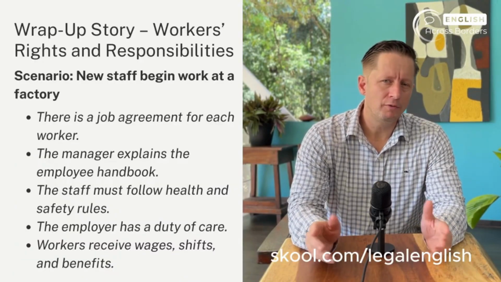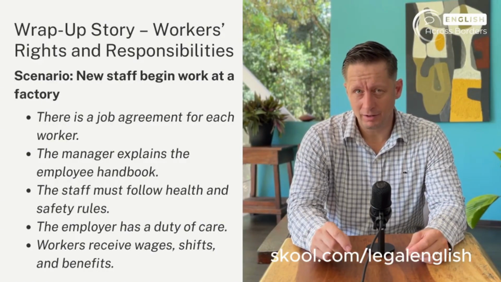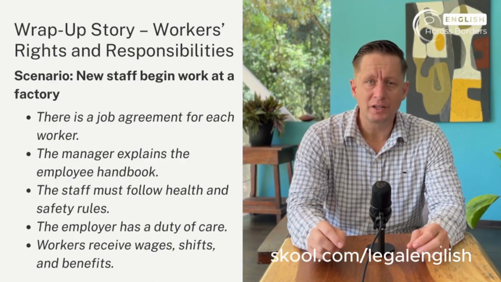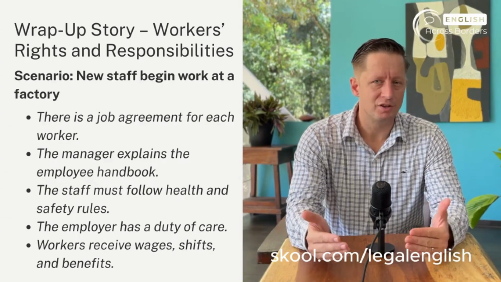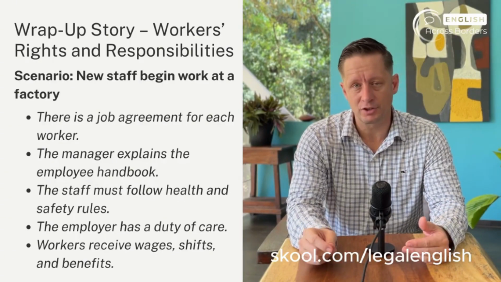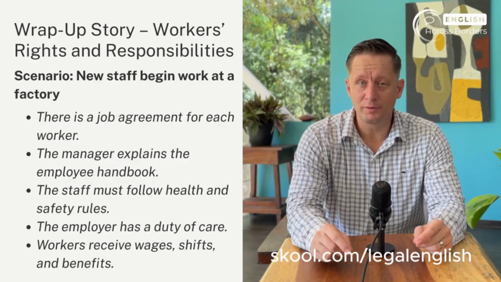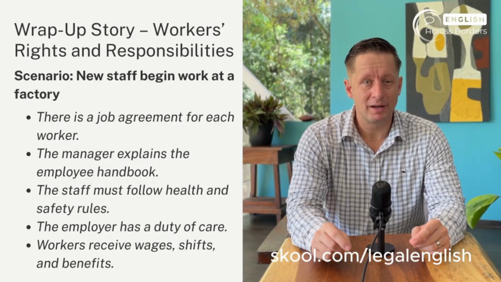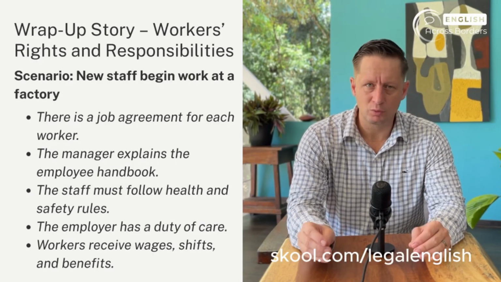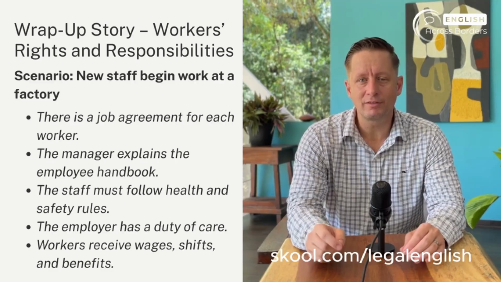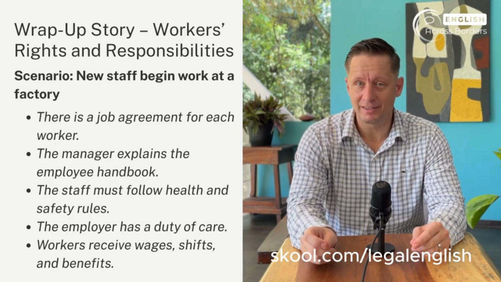A group of new staff begins work at a factory. Before they start, there's a job agreement for each worker. The agreement explains their wage, their working conditions, and their shifts. On the first day, the manager welcomes the staff and gives them an employee handbook. The handbook explains the rules. Workers must arrive on time. Workers have to follow health and safety rules.